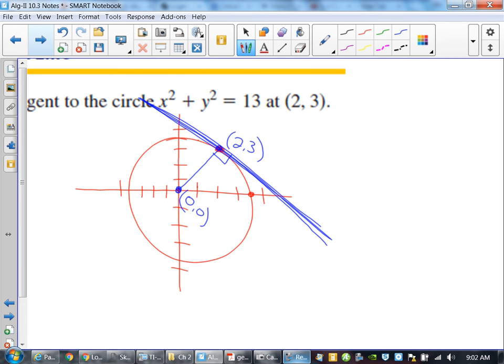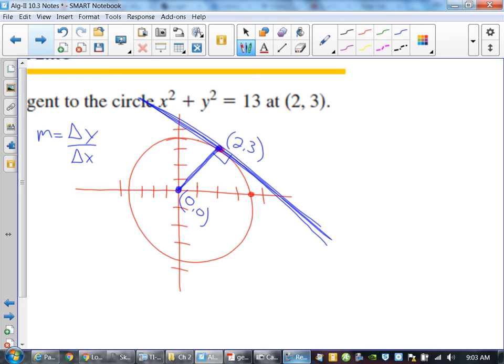Well, in order to do that, the first thing I'm going to do is figure out the slope of that line. The slope of that line has to be the perpendicular slope to the slope that's created by the radius. How do you find slope? Slope is the change in y over the change in x.